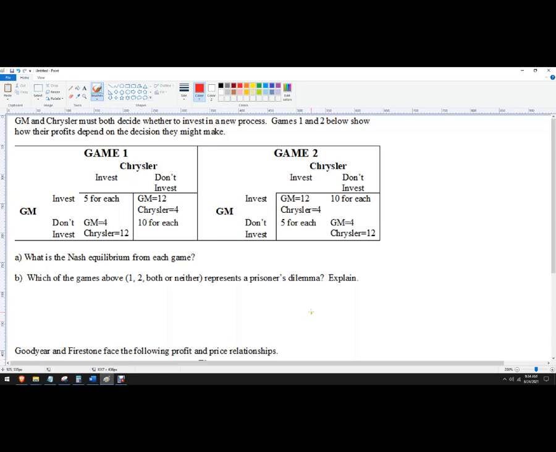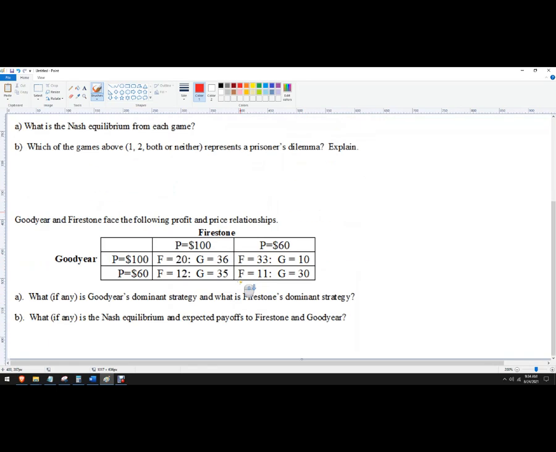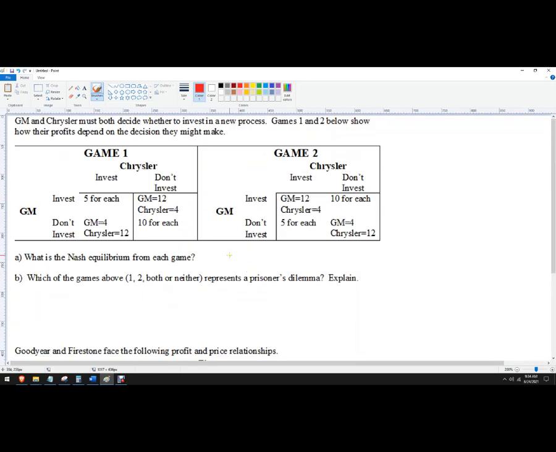In this video, let's do a couple of game theory examples. Got a couple of problems here with payoff matrices. All right, so the first problem was actually two games, game one and game two. GM and Chrysler must decide whether to invest in a new process. Games one and two show how their profits depend on the decision the other might make. So they are interconnected. They are an oligopoly.